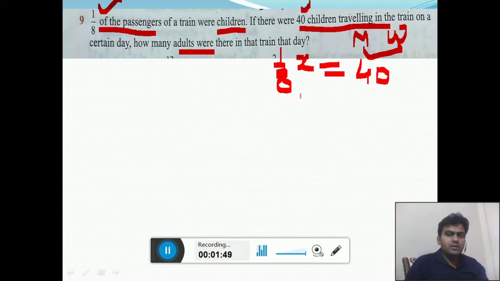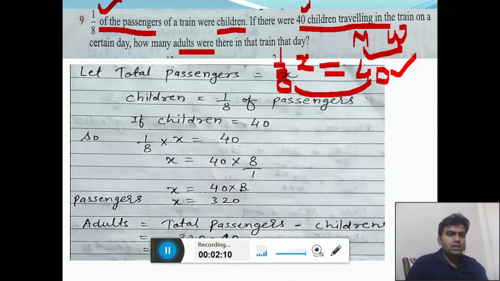Now easily we can solve this equation by transferring 8 to that side. So it will be multiplied with 40. So you will get the value of X, and then you can find the value of adults by subtracting the number of children from the total number of passengers. So let's see how to solve this question.